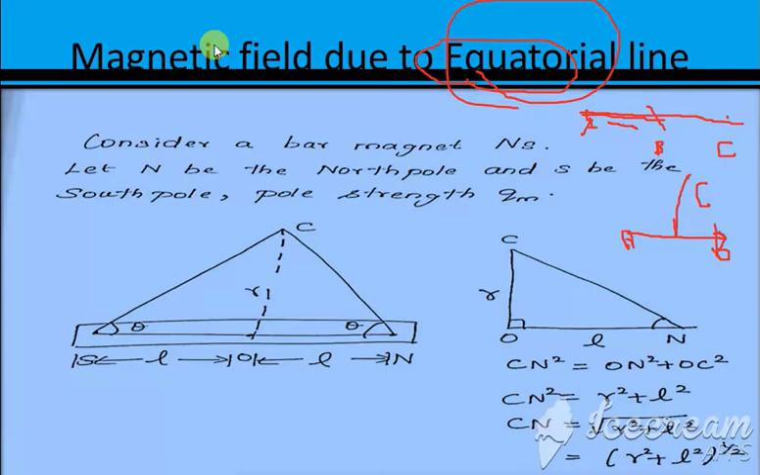Yes, clear? So we are considering a bar magnet which is NS, with N the north pole and S the south pole, and it has a pole strength, which is denoted by the letter Qm, as we know already. Now consider this to be the bar magnet. This is the south pole, denoted by the letter S, and this is the north pole, denoted by the letter N, and this is the center point.